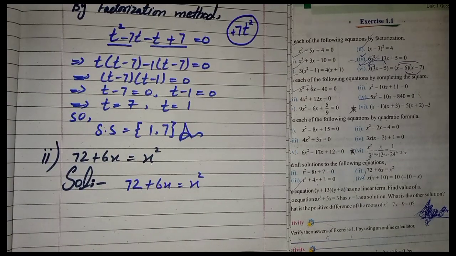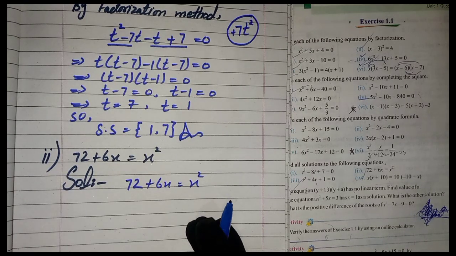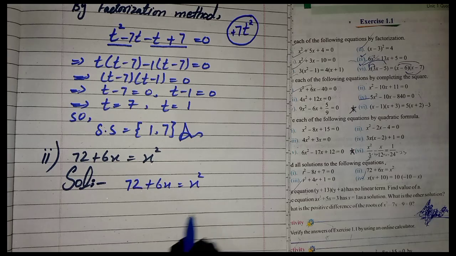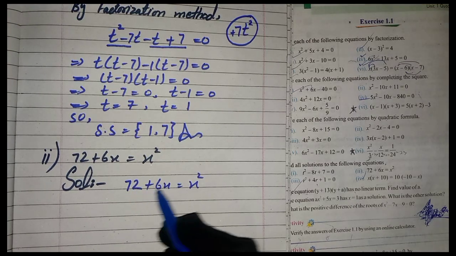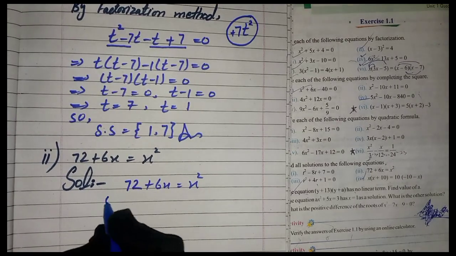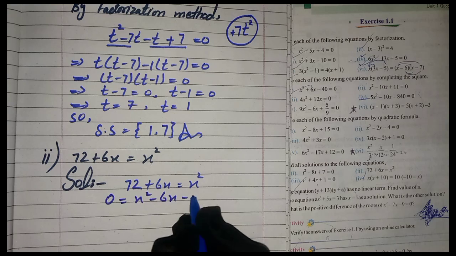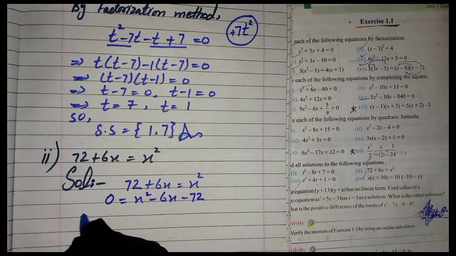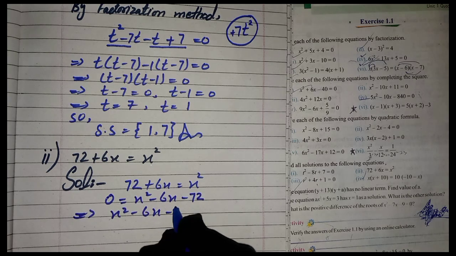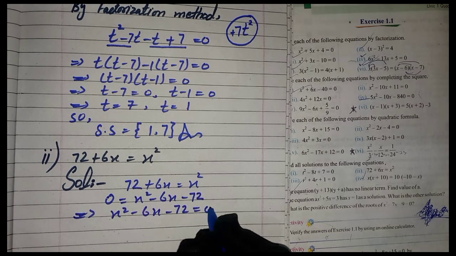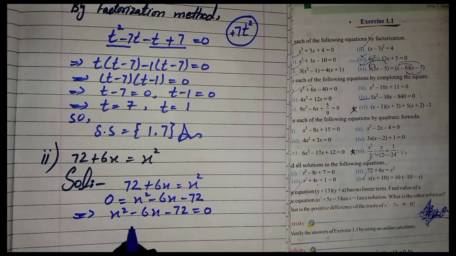Now we solve part 2. 72 plus 6x equal to x square. First we must arrange in standard form of quadratic equation. We shift these numbers to the right side: 0 equal to x square minus 6x minus 72. We can also write as x square minus 6x minus 72 equal to 0. This equation is in standard form of quadratic equation.